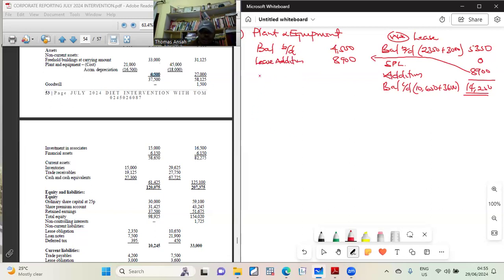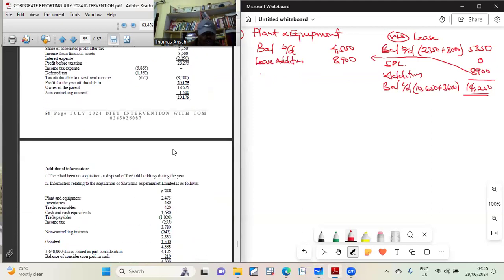Now, I turn my attention to my PPE again. In the PPE, we were told that when they bought the subsidiary, they also bought its PPE. So there is an addition coming through via the subsidiary. That is 2,475. All right, so that is that. Now, what do we see? My balance carried down is what?